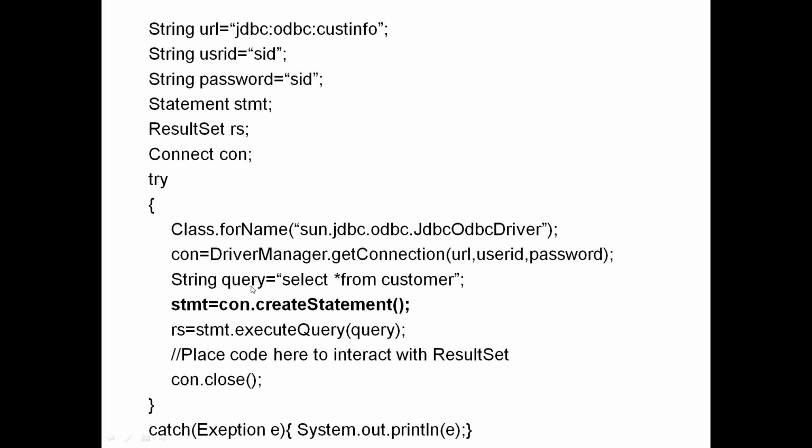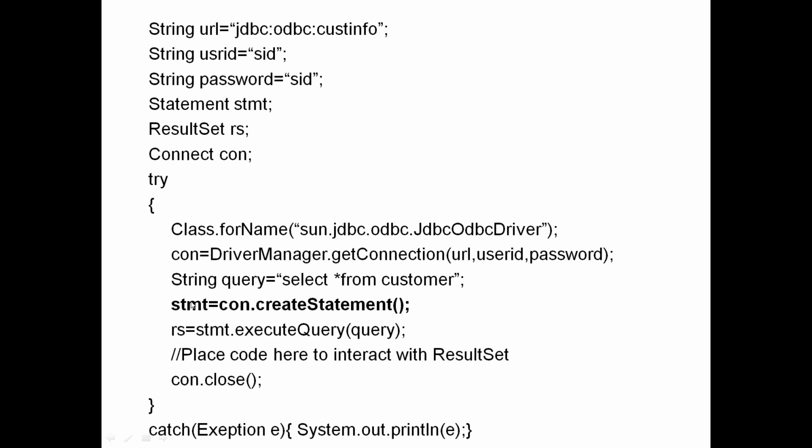Before that, we have created a query which we want to execute. You can see select star from customer. This is the query which we want to execute on the backend database. Then we have created a statement object, stmt, a variable of type Statement, which is assigned con.createStatement. The createStatement method belongs to the Connection object and simply returns a Statement reference that is stored in stmt.